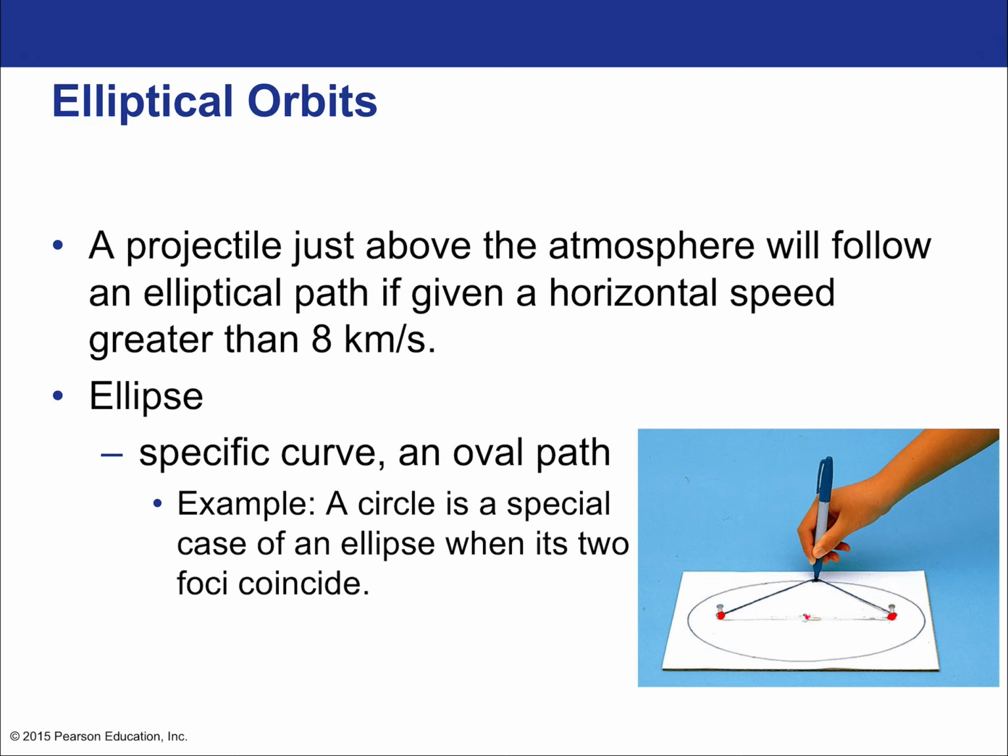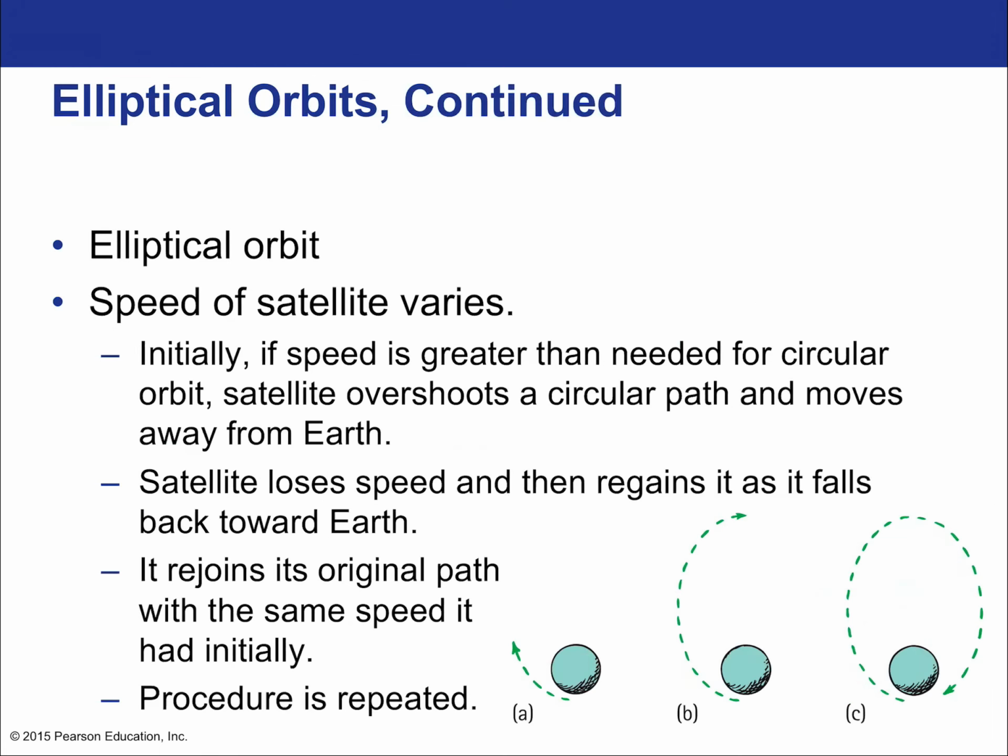If the two foci are very close to each other, then it starts to become a circle. And a circle is just an ellipse that has zero eccentricity, just like a square is a rectangle with equal sides, right? A circle is a special type of ellipse. So, elliptical orbits. The speed of a satellite varies.